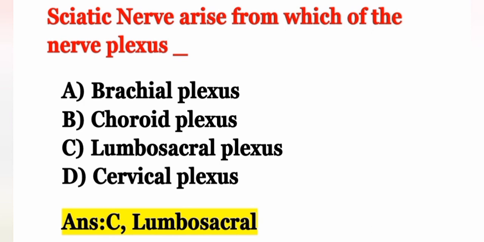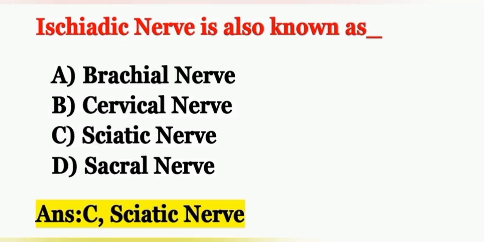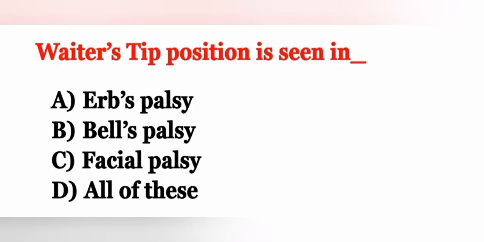The next question: sciatic nerve is also known as? Options: option A brachial nerve, option B cervical nerve, option C ischiadic nerve, option D sacral nerve. Sciatic nerve is also known as the ischiadic nerve. Option C is the correct answer. Move on to the next question.